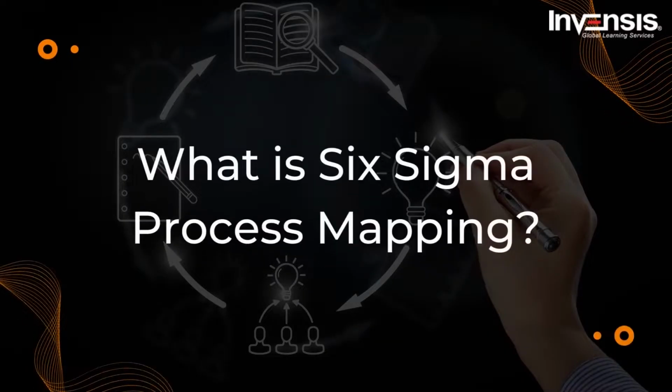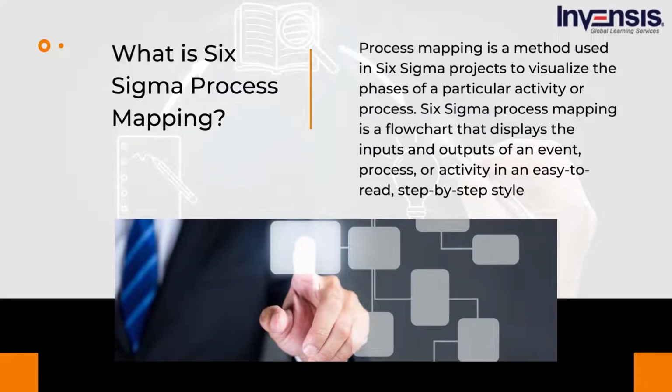Before any further ado, let us start by understanding what exactly Six Sigma process mapping is. Process mapping is a method used in Six Sigma projects to visualize the phases of a particular activity or process. Six Sigma process mapping is a flowchart that displays the inputs and outputs of an event, process, or activity in an easy-to-read, step-by-step style. Six Sigma process maps are often created by the project leader.